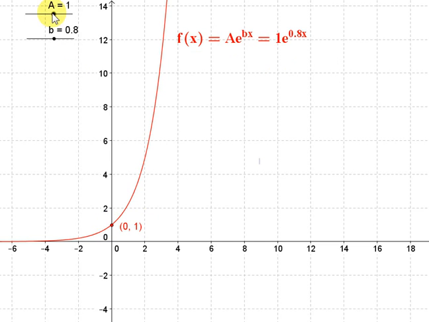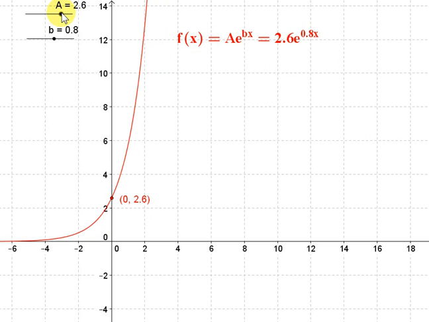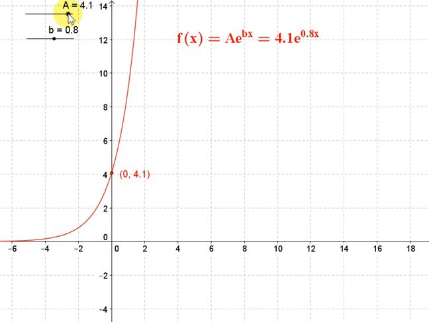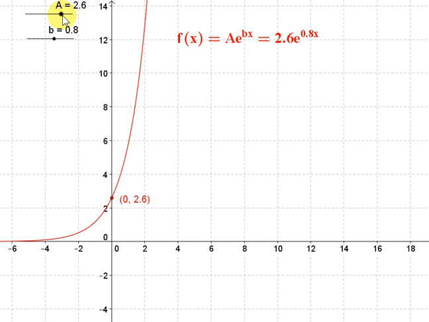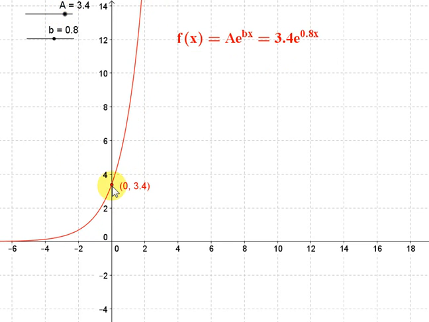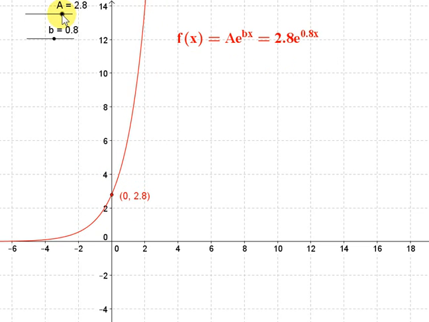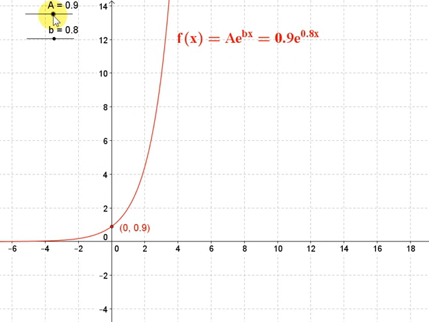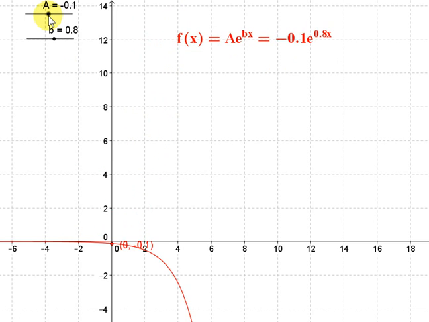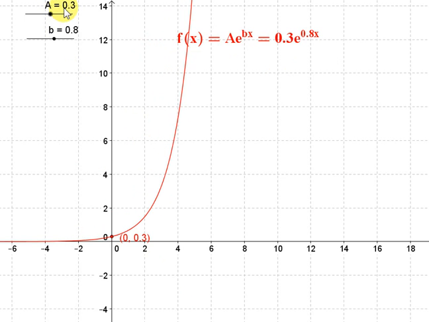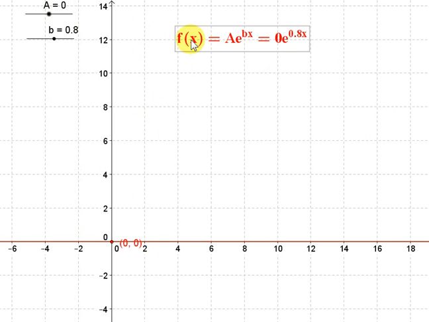Now let's vary a, and as we saw in the previous video, just like what I just said, you can see what's happening. The coordinates of this point are 0, a, so a is 3.4 here. Now if I make a negative, the graph will be reflected through the x-axis. Let's see what happens when a is 0. When a is 0, it's pretty obvious what happens. Our function f of x becomes equal to 0, so we just have a horizontal line passing through 0.